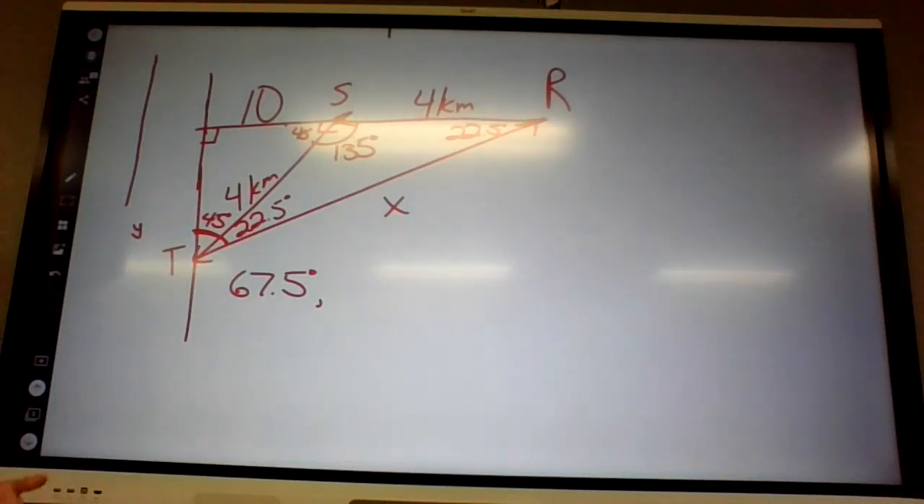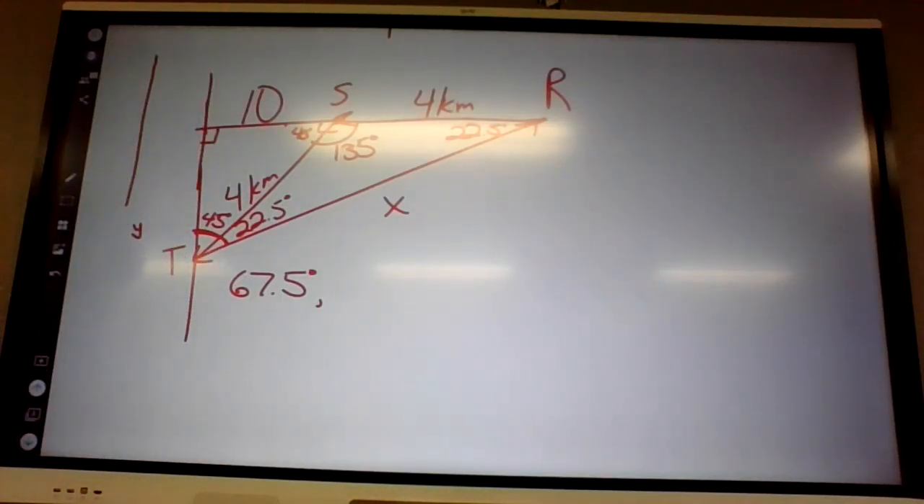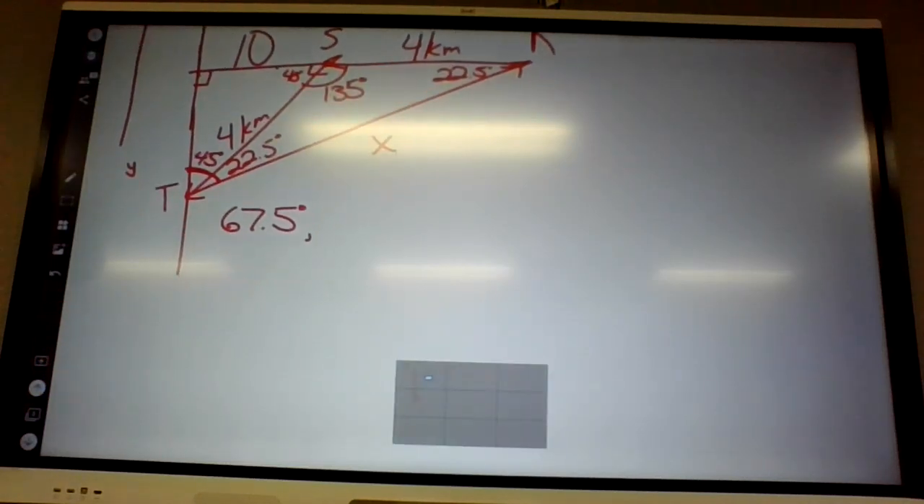So for x, you could do, for example, sine of 22.5 over 4 equals sine of 135 over x. To get the x, it's side angle side.